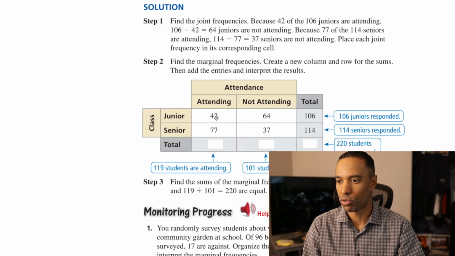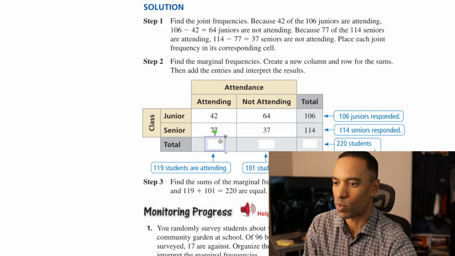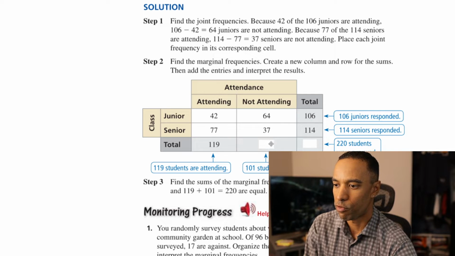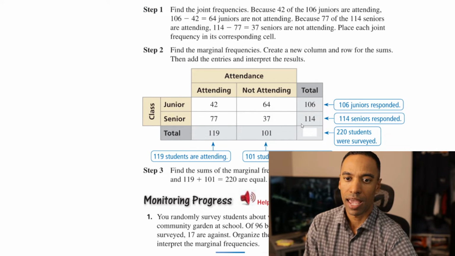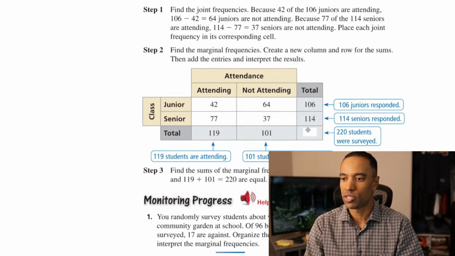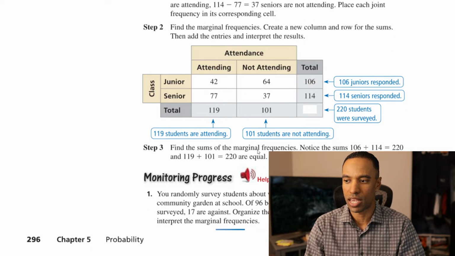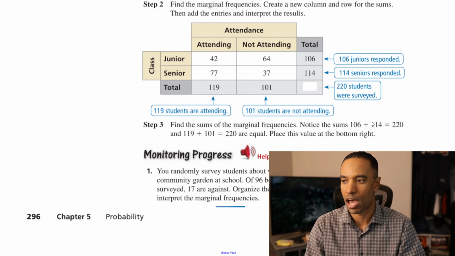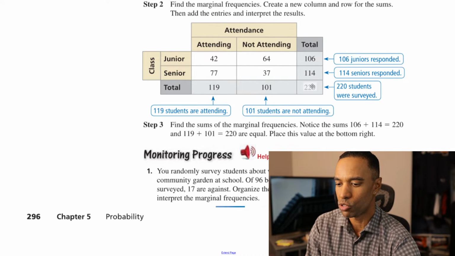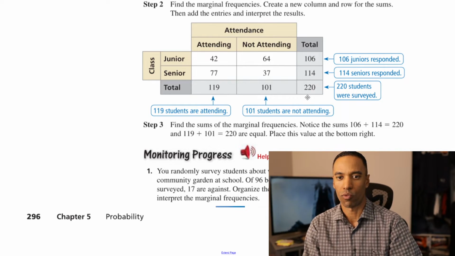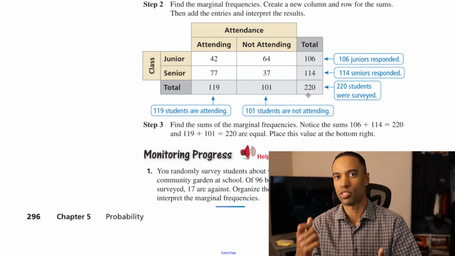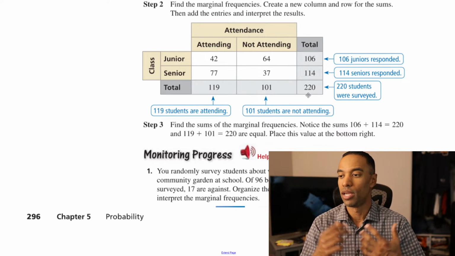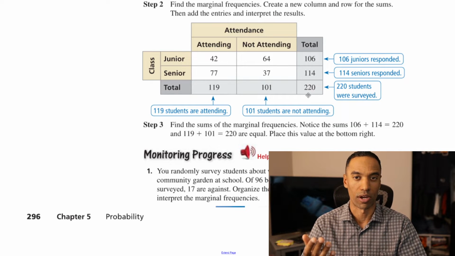After that, you get these totals. 42 plus 77 is 119. 64 plus 37 is 101. And of course, you have the total, which is nice to look at here. Find the sums of the marginal frequencies. Notice the sums: 106 plus 114 is 220, and 119 plus 101 is also 220. That's one of my double checks. If they don't add up to the same number, something went wrong.